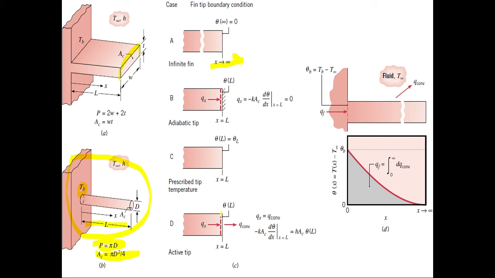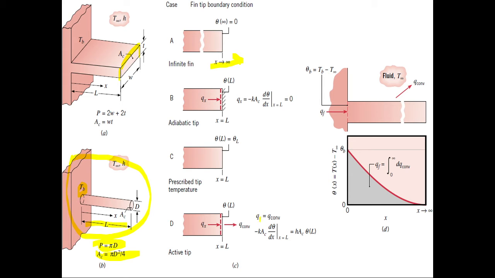And the active tip is when heat transfers from the inner surface to the outer surface, then we can say it is an active surface, because active heat transfer is occurring.